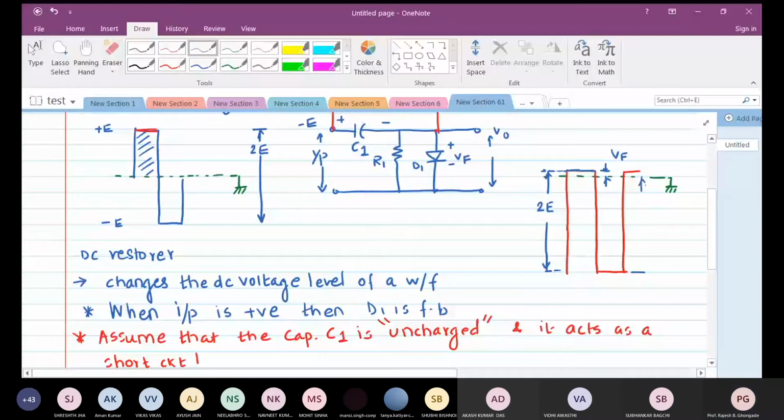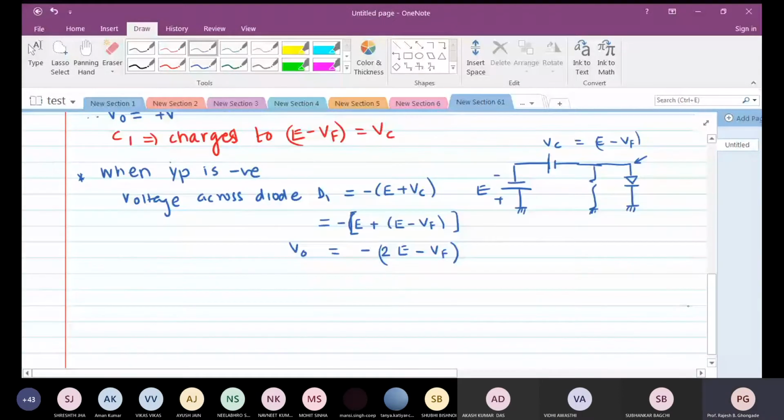2E minus VF. Got it? Yes, sir. Very, very simple. But then what is the peak to peak value of the output waveform? So that will be 2E.